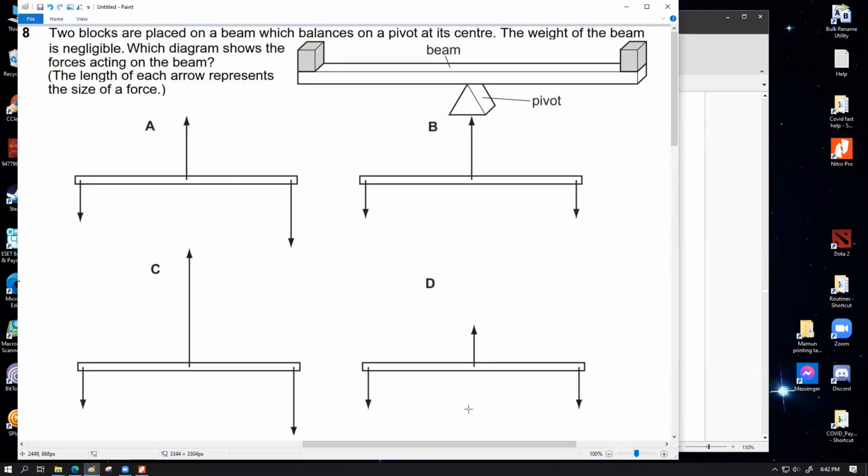For your convenience, the size of the two blocks is exactly equal. The question says the beam is perfectly balanced, and it also says inside the bracket that the length of each arrow represents the size of a force. Now, remember, if we have to have equilibrium on an object, we need to fulfill two requirements. We need equilibrium of forces. We also need equilibrium of moment. We need to fulfill two equilibriums.